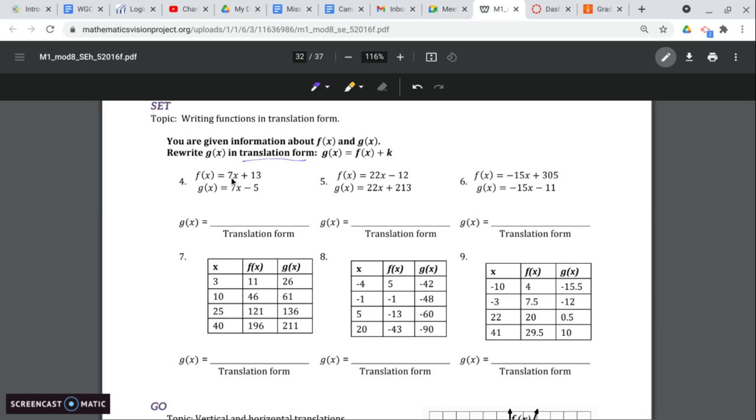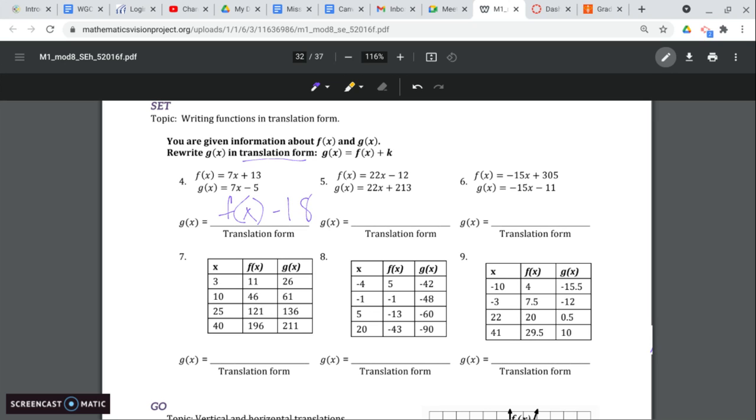So f of x is 7x plus 13. g of x is 7x minus 5. How do we go from 13 down to negative 5? Well, we subtract 18. So it's f of x minus 18. We could add or we could subtract. It just depends on which direction we're going. So if our g of x is negative and our f of x is positive, we're subtracting. If it's the other way around, if it's negative f of x and a positive g of x, we're adding.